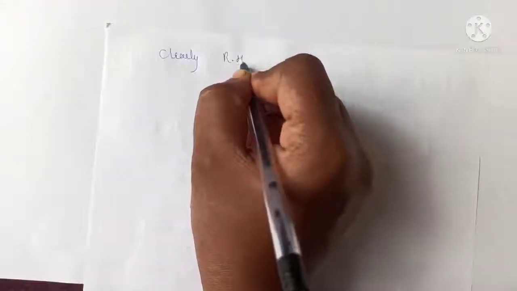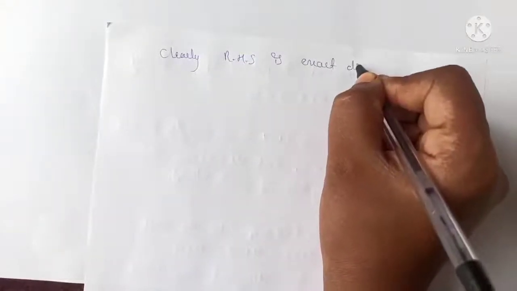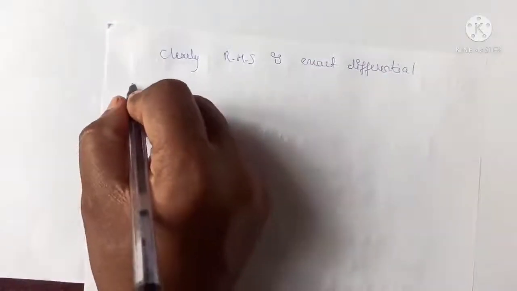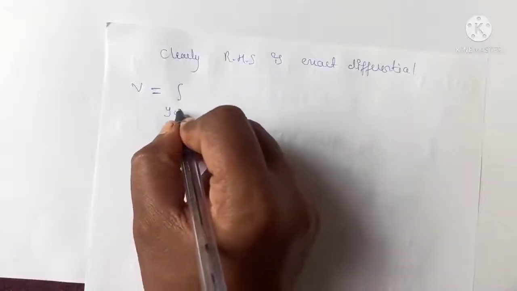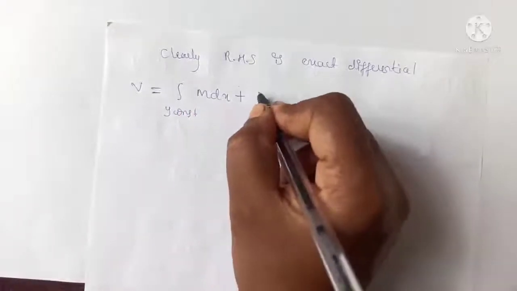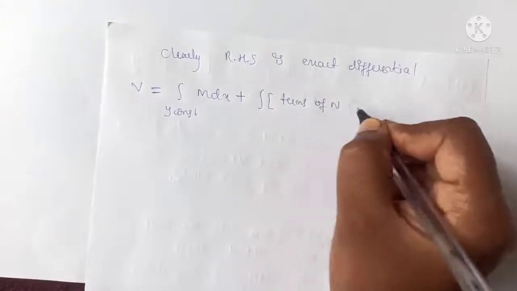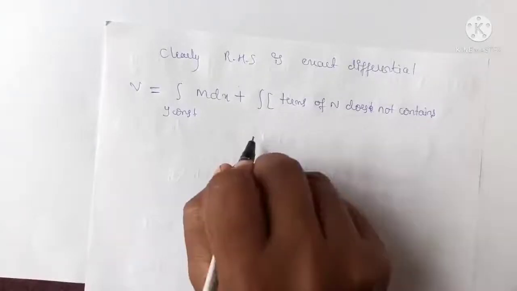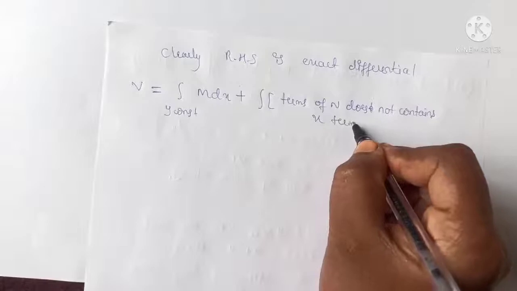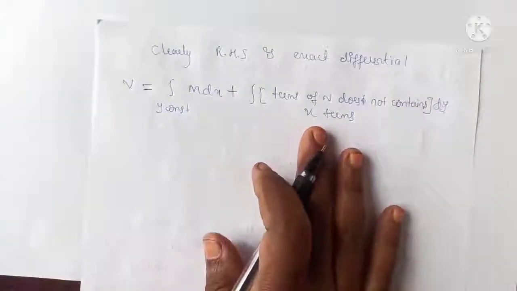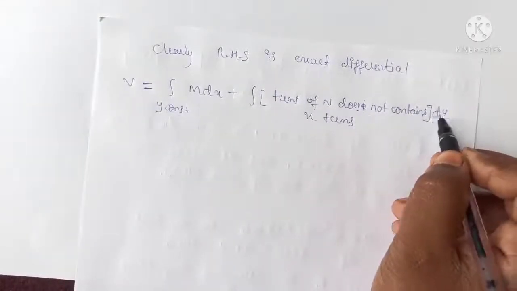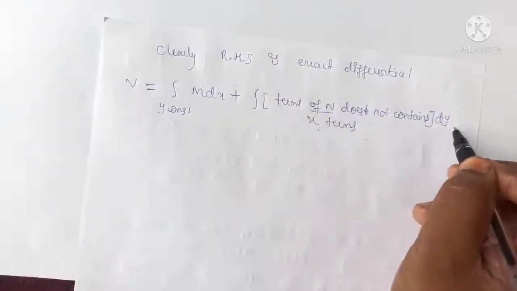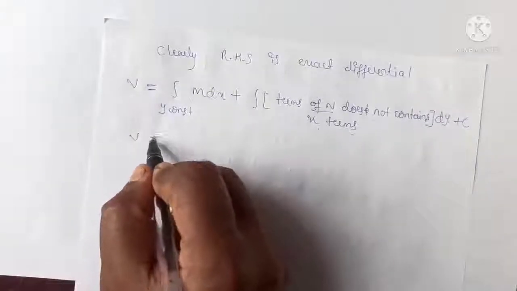Now this equation is of the form of an exact differential equation, that is M dx plus N dy. Clearly the RHS is an exact differential. So the solution for an exact differential is: v equals the integral of the terms of M dx, treating y as constant, plus the integral of the terms of N which are independent of x, into dy, plus c.